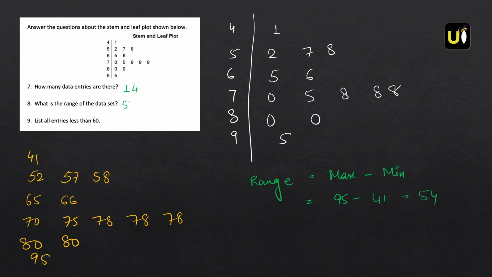All right. The third question says, list all the entries less than 60. So we have 4 entries here, that is 41, 52, 57, and 58. So this is how you solve the problems regarding stem and leaf plot.